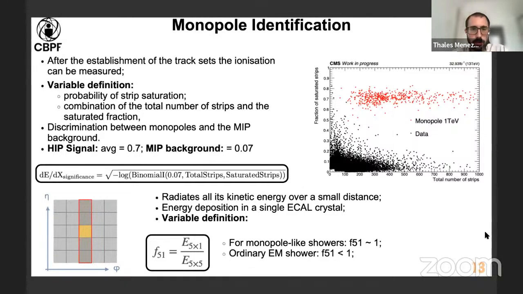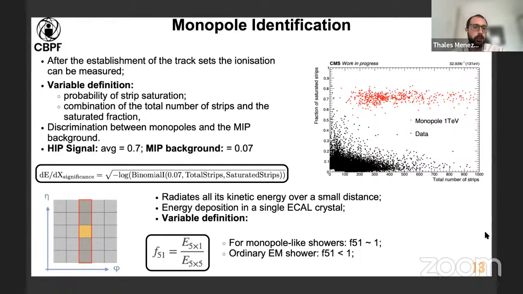For the further identification in the analysis, we can establish the track sets for our monopole. Now we are able to measure the ionization of such a track set. On the right side, you can see in black the fraction of saturated strips for, let's say, the ordinary particle, the background, for instance. And in the red dots, you can see the fraction of strips saturated by the monopole with mass on the order of 1 TeV.